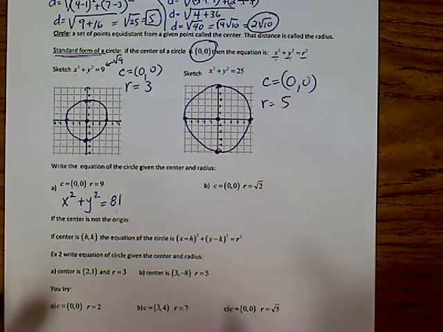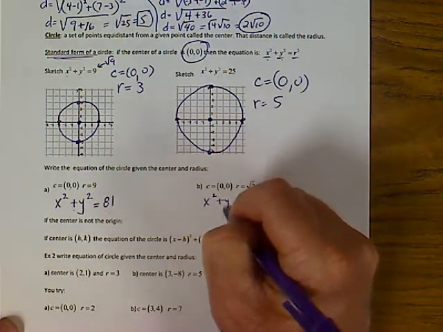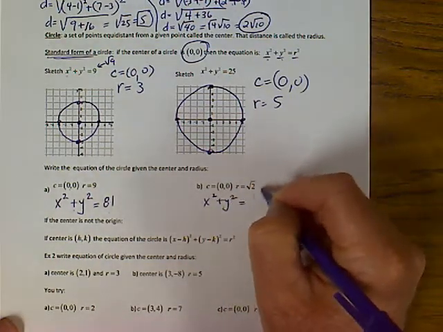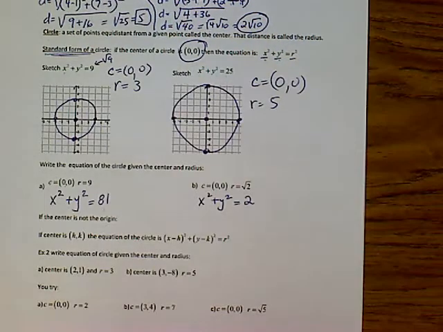Piece of cake. All right, second one here, again, 0, 0 for your center. So that's x squared plus y squared equals, and then this is going to be the square root of 2 squared. That's going to be 2. And there's the equation of your circle. Easy enough, so far so good. Hopefully you're feeling okay about this.